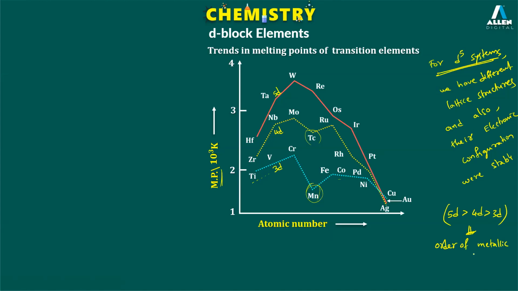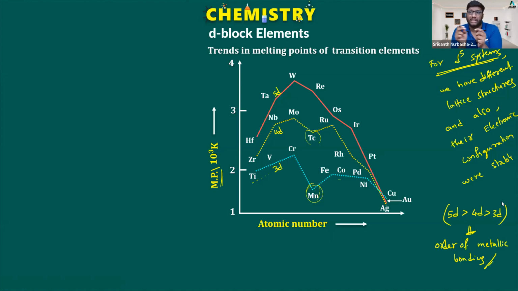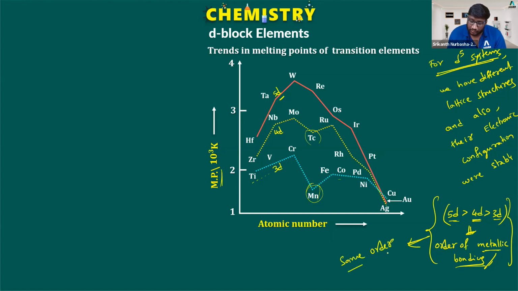Okay, sir. The order of metallic bonding will be 5D greater than 4D greater than 3D, because the electrons are easily lost. Why? Because the electrons are far from the nucleus. If electrons are easily lost, we get the metal kernel easily, and all the free electrons are present. So obviously the electrostatic attraction would be high. So in the 5D series, we have stronger metallic bonding compared to the 4D and 3D series. If this is the order of metallic bonding, what should be the order of melting point? Same order or not? Because the higher the metallic bonding, the higher the melting point.